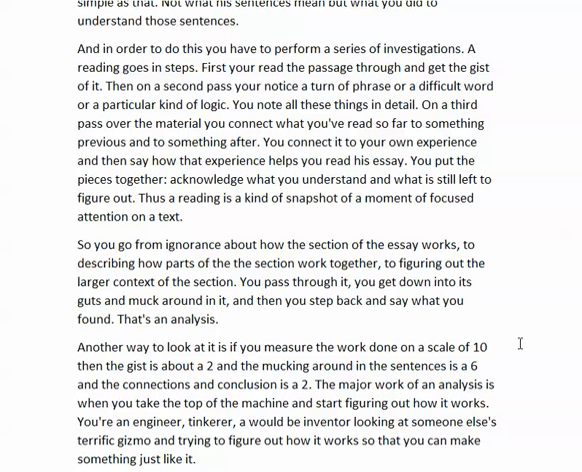That's an analysis. Another way to look at it is if you measure the work done on a reading on the scale of 10, then the gist is about a 2, and the mucking around in the sentences is about a 6, and the connections and the conclusion is a 2. The major work of an analysis is when you take the top off the machine and start figuring out how it works. You're an engineer, a tinkerer, a would-be inventor looking at someone else's terrific gizmo and trying to figure out how it works so that you can make something just like it.